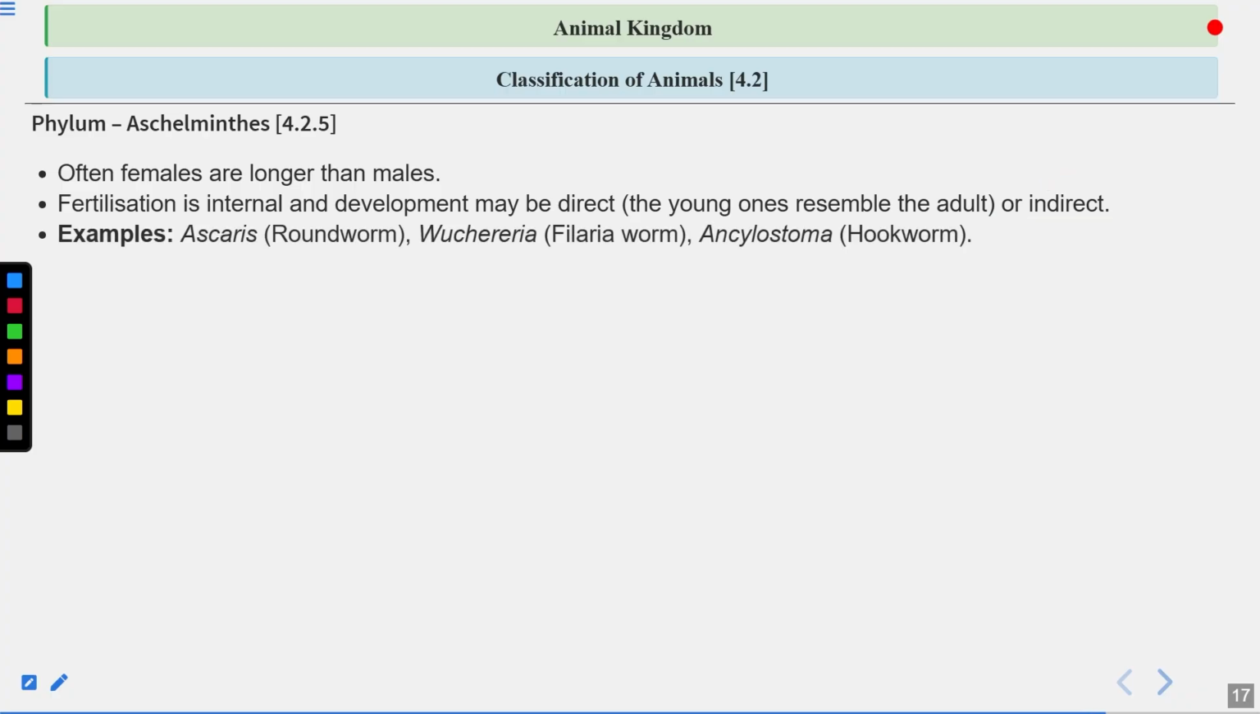Now, examples: Ascaris, the roundworm; Wuchereria, the filarial worm that causes filariasis; Ankylostoma, the hookworm. So here you can see male and female. Often the females are longer than the males. Here you can see, right?